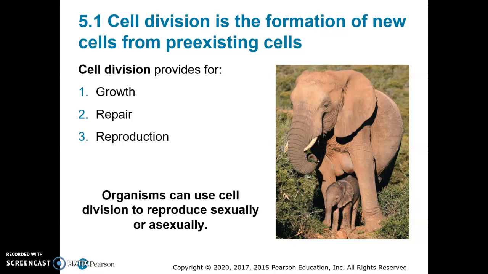Reproduction is the second part of our chapter, and reproduction is carried out by a process called meiosis. So if you think of me, I want to make a mini me, that's going to be for reproduction, and that's meiosis.